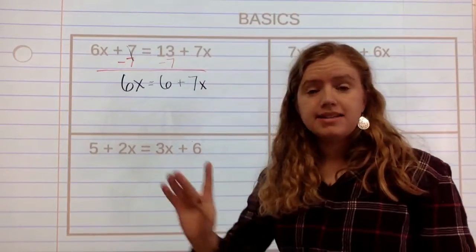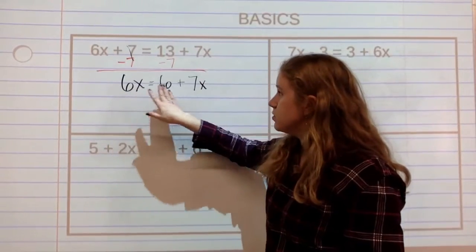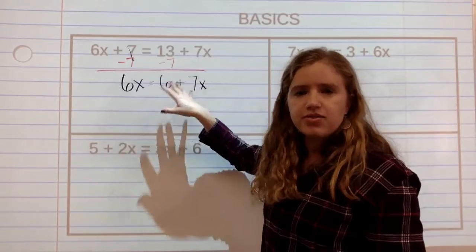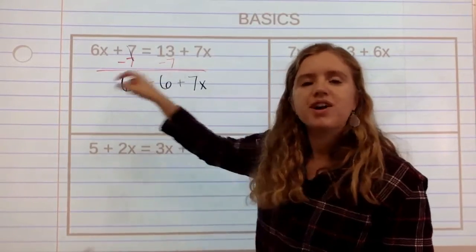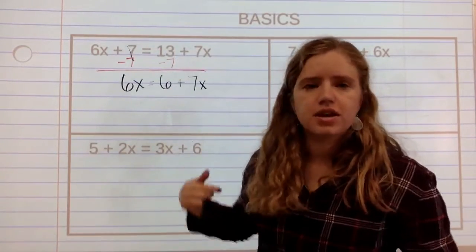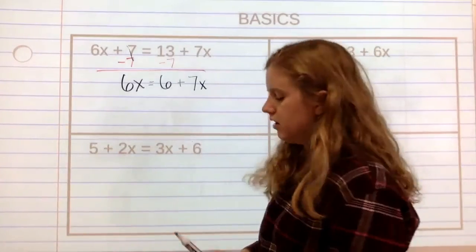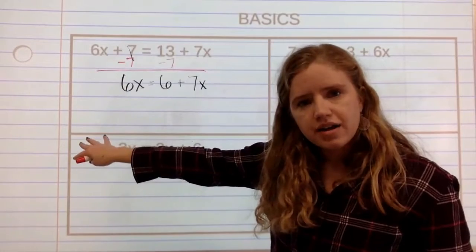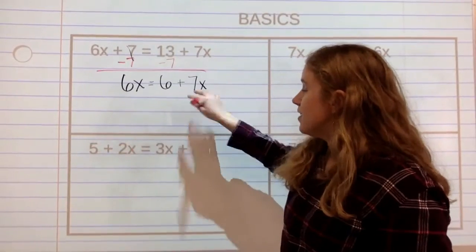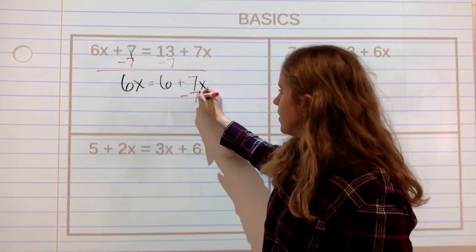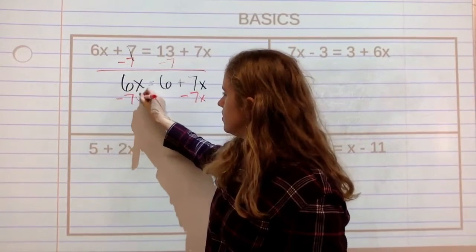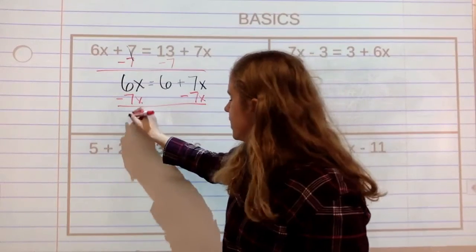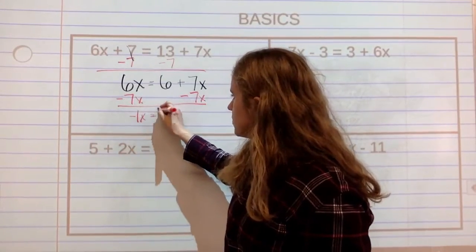Okay, I see this equation. 6x equals 6 plus 7x. All my constants are over on the right. If the constants are on the right, I want the variables on the left, and vice versa. If the constants are on the left, I want the variables on the right. So now my question is, how do I get this 7x to the other side? If it's a positive 7x, I'm going to subtract 7x. 6 minus 7, careful with the negatives, you get negative 1x equals 6.